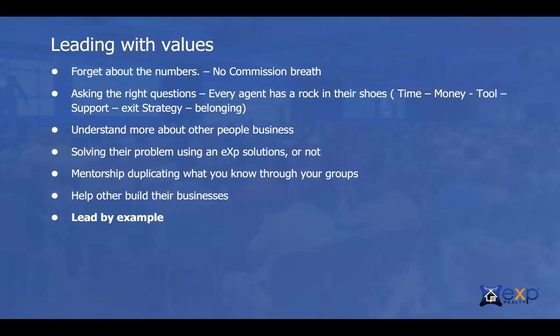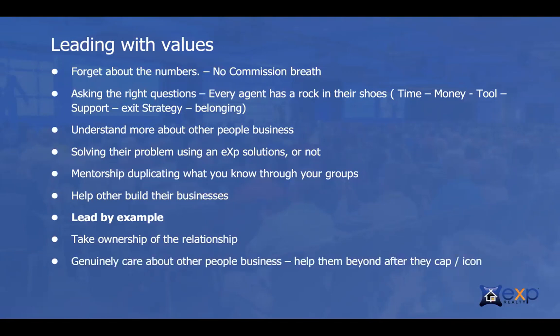If you're gonna go to the state meeting, go to the state meeting. If you're gonna make a phone call, actually show your leader and your agent that you do it, so that way you can do it with them, right? I'm gonna skip this. I think we're running short on time here, but yeah, take ownership of the relationship.